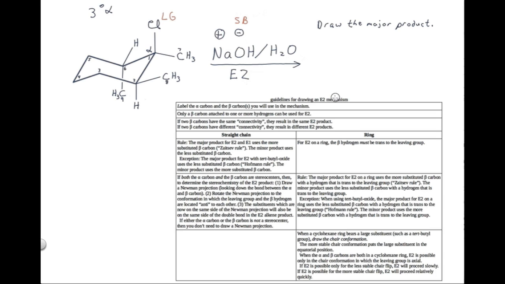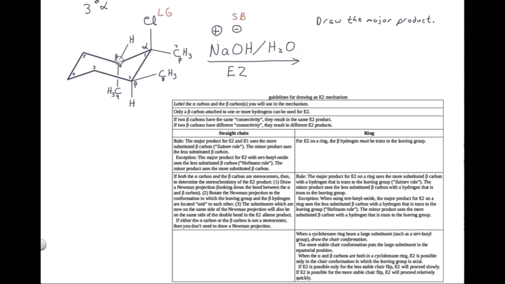Following our E2 guidelines, we want to label the alpha and beta carbons. Well, here there are 3 beta carbons. Carbon 6, carbon 7, and carbon 2 are all attached to the alpha carbon. So we have 3 beta carbons to choose from. All of those beta carbons have hydrogens attached. So far they're still candidates for an E2 reaction.